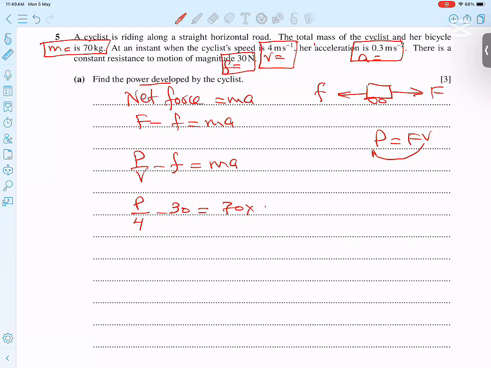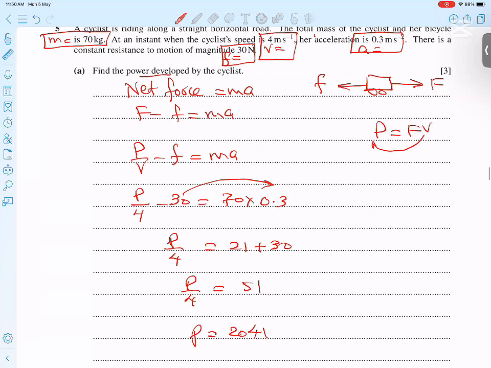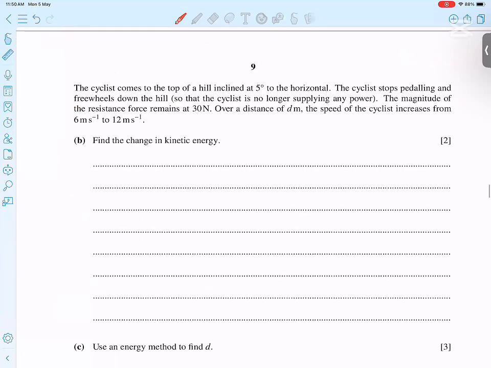Mass 70, acceleration 0.3, so this becomes 21. The 30 goes to the other side as plus 30, and this becomes 51. So 4 ones are 4, 4 fives are 20. I hope this point is very clear. Let's talk about the next point.